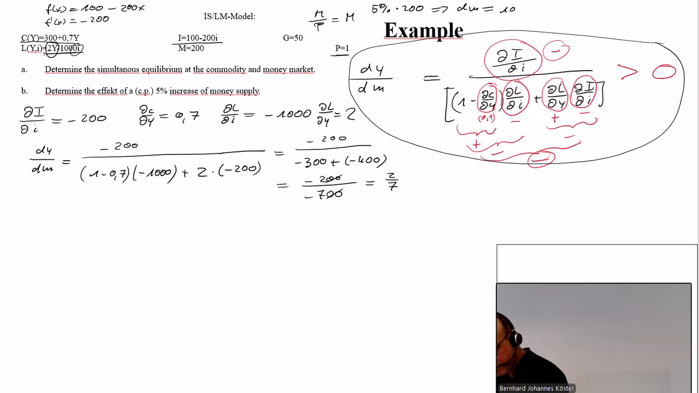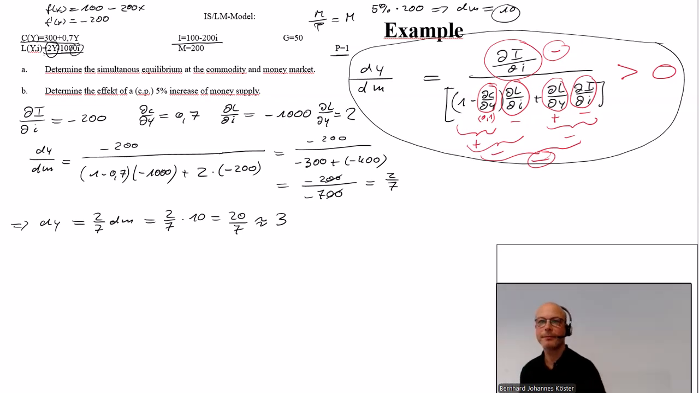And then we have dY equals 2 over 7 times dM, and dM was 10. So 2 over 7 times 10 is 20 over 7, which is roughly 3.